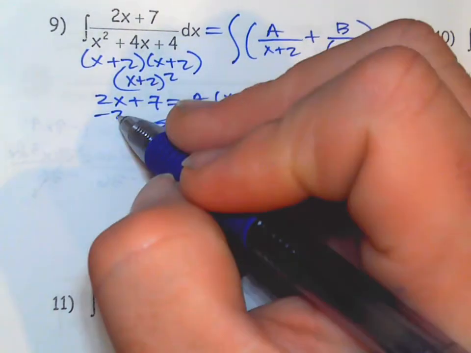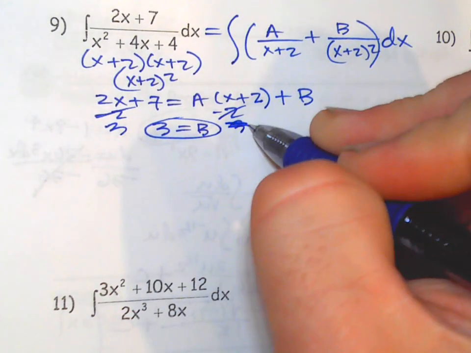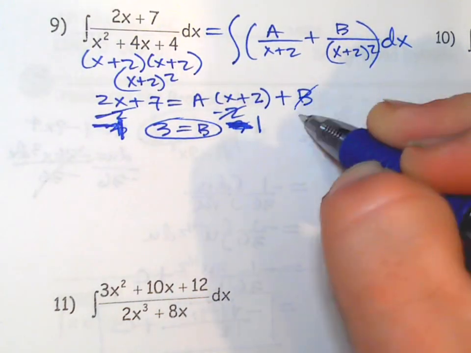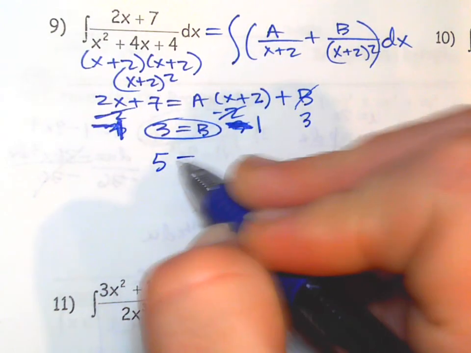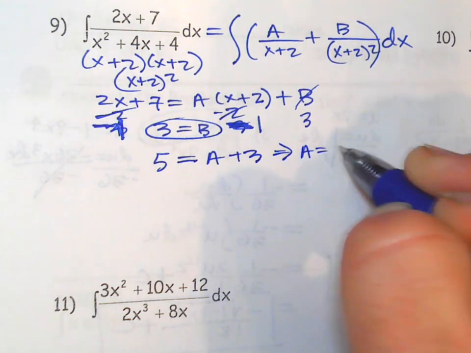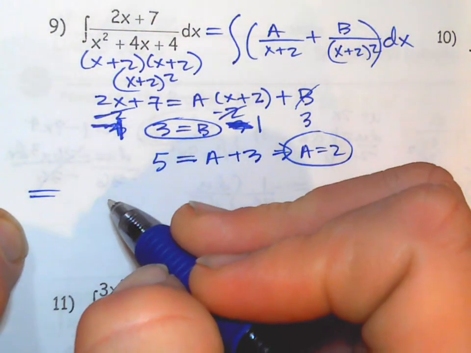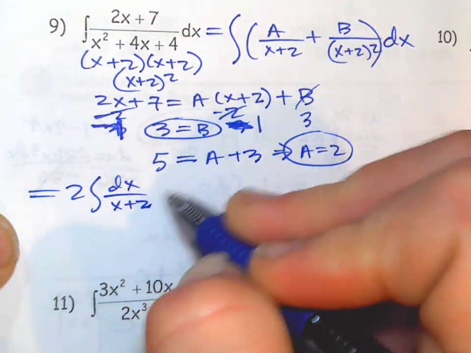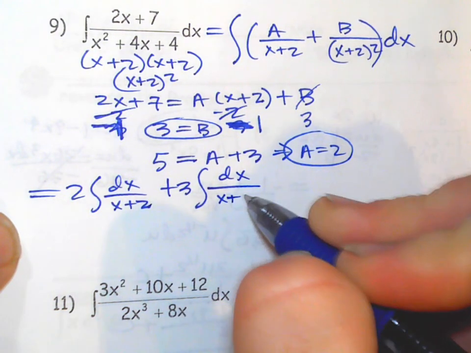So I would say, well, let's just plug 3 in. So we get our, I'm going to plug negative 1 actually. Negative 1. So we get a nice 1a here. And replace this with 3. So we have 5 equals a plus 3. So a equals 2. So we're going to rewrite it. 2 dx over x plus 2 plus 3 dx over x plus 2 squared.